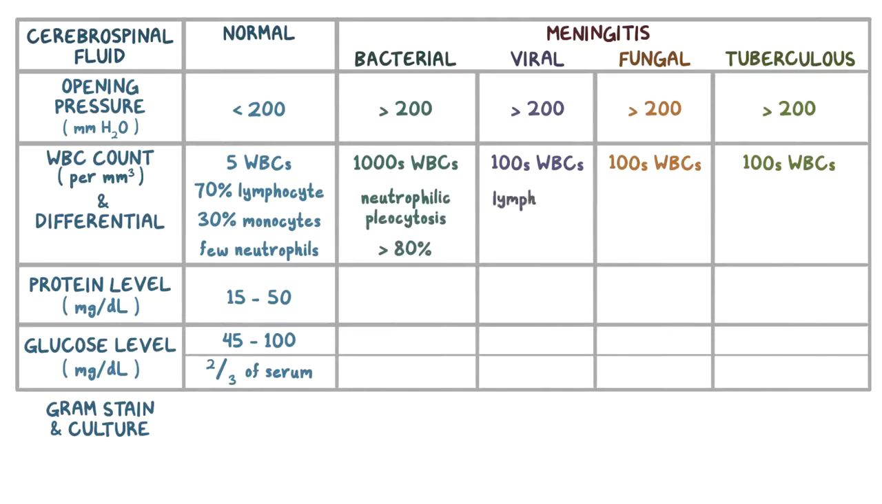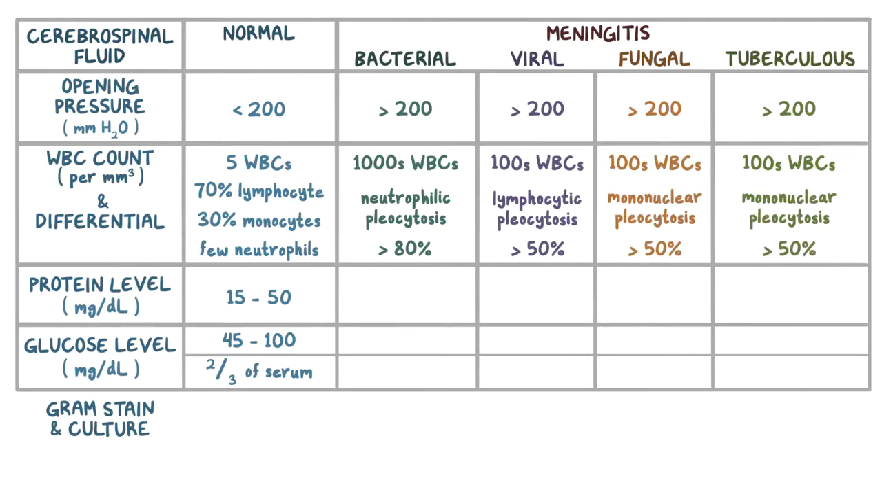A predominantly lymphocytic pleocytosis, over 50% lymphocytes, may indicate viral meningitis, and a predominantly mononuclear pleocytosis, over 50% monocytes, suggested tuberculous or fungal meningitis. The protein level ranges between 100 to 500 milligrams per deciliter in bacterial and tuberculous meningitis. There may be between 15 to 200 milligrams per deciliter in viral and fungal meningitis. That's because there's more inflammation in bacterial and tuberculous meningitis, which disrupts the blood-brain barrier and allows proteins to go from the plasma into the cerebrospinal fluid.